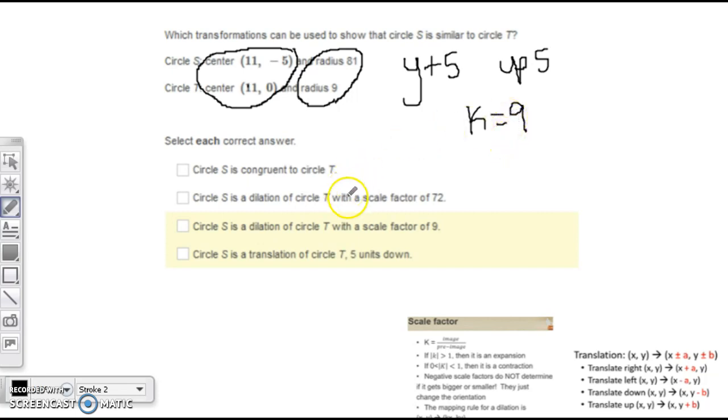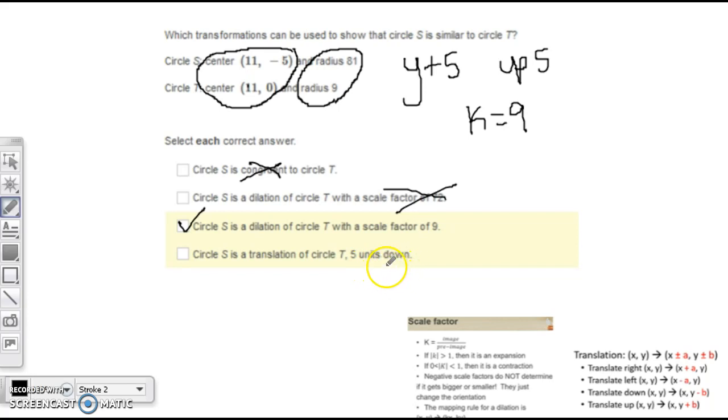So let's look at our answers. Circle S is congruent to circle T. Well, that's not true because one's 9 times bigger than the other. Circle S is a dilation of circle T with a scale factor of 72. We're definitely not multiplying by 72. Circle S is a dilation of circle T with a scale factor of 9. We did determine that the scale factor was 9 because 9 times 9 is 81. And circle S is a translation of circle T 5 units down.